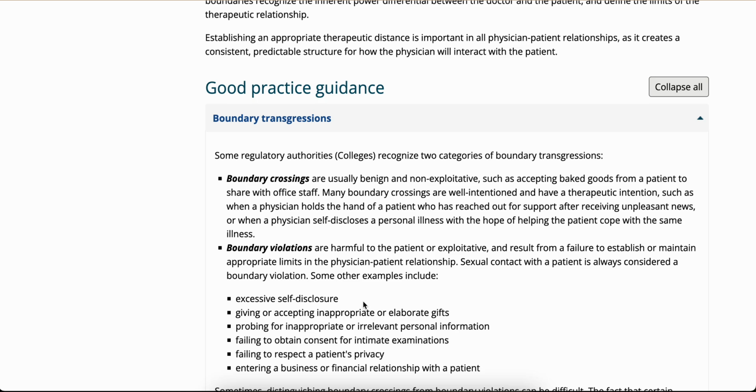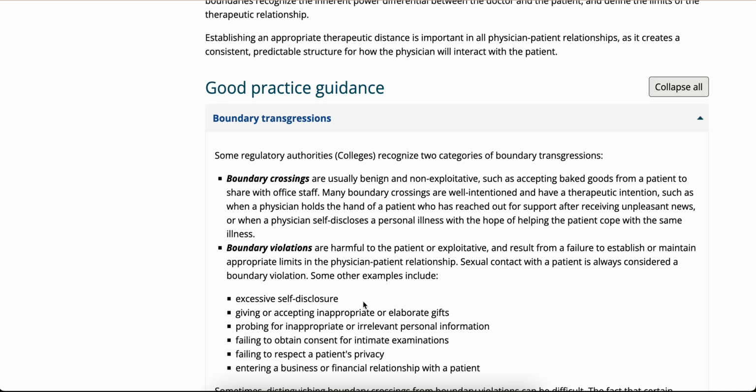So the second part is that boundary violations are harmful to the patients. It's something which should not be done, because it will cause trouble for the physicians, it can exploit the relationship, and it results from a failure to establish or maintain appropriate limits in the physician-patient relationship. Let's suppose you are taking baked cookies every week and you are booking appointments for the patient, and you know that the patient will come and bring the baked cookies, and you are using them for personal purposes, and you're not telling the patient, please don't bring it again. I'm thankful that you think about me, but I don't feel that's a good idea. If you don't tell them and they keep coming with the same thing, and you intentionally try to book them more frequently, that means you're violating.